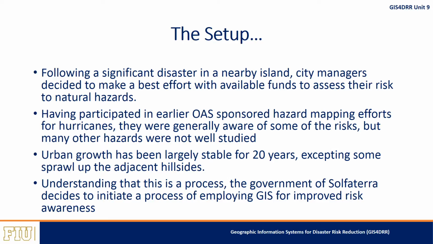Following a significant disaster on a nearby island, city managers decided to make a best effort with available funds to assess their risks to natural hazards. Having participated in an earlier OAS-sponsored hazard mapping effort for hurricanes, they were generally aware of some of the risks, but many other hazards were not well studied. Urban growth has been largely stable for 20 years, except in some sprawl up the adjacent hillsides. Understanding that this is a process, the government of Solfatara decides to initiate a process of employing GIS for improved risk awareness.